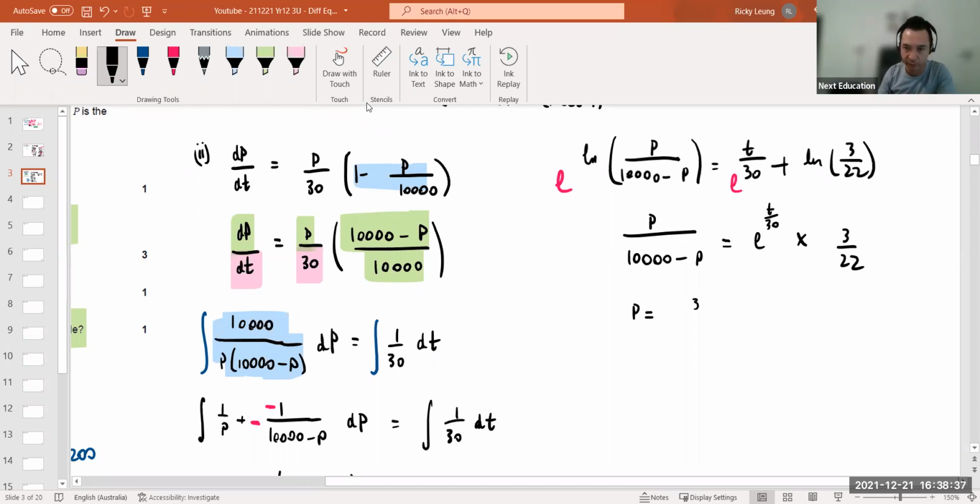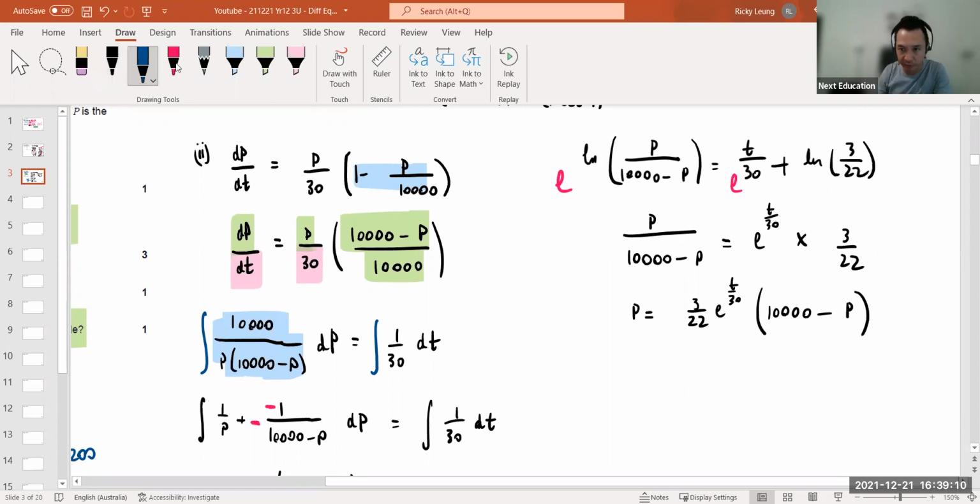So it becomes 3 on 22, E to the T on 30, 10,000 minus P. Remember, can you do me a favor? Keep this in your head. Before, when I divided everything by A, E to the KT, whatever that was, right? This one, I need the final answer to have a negative exponential. That's how you get your limiting sum, which is the next question. You need the negative exponential there. So keep that in mind.